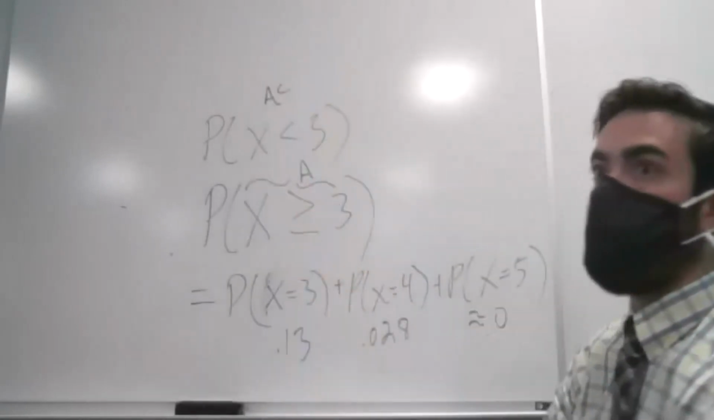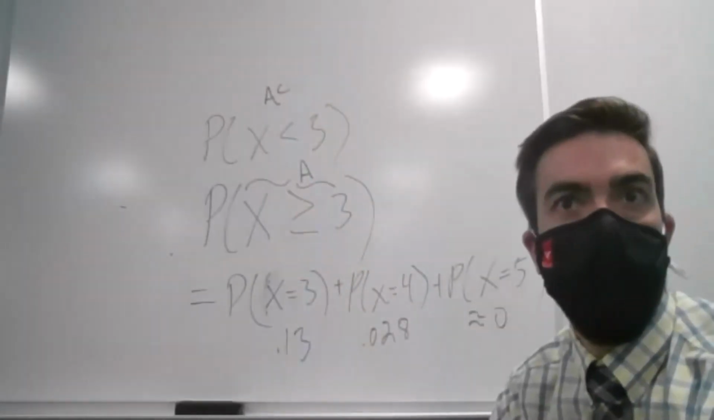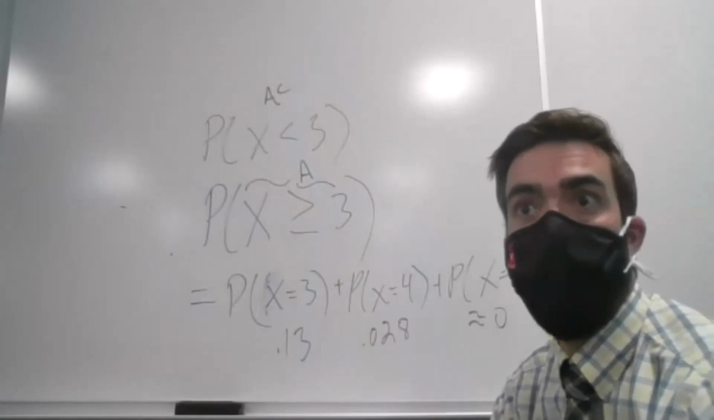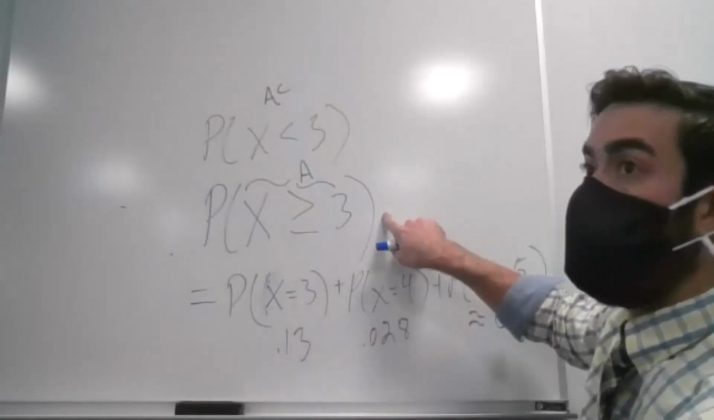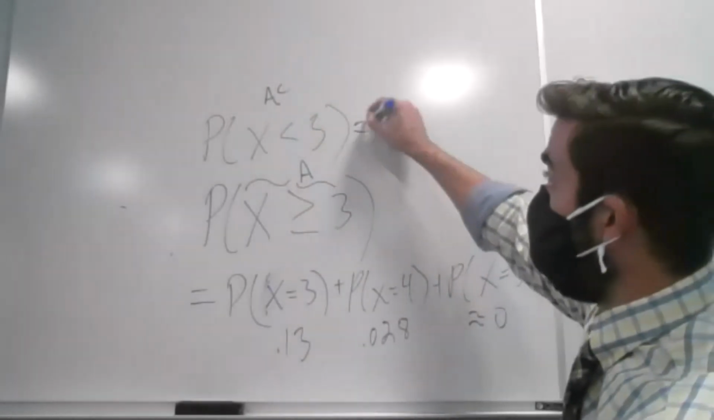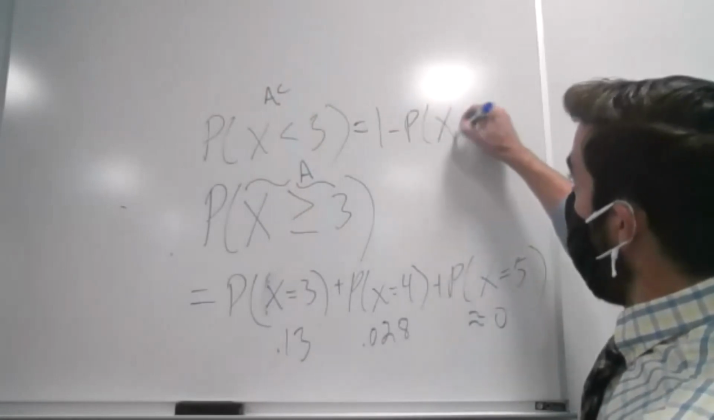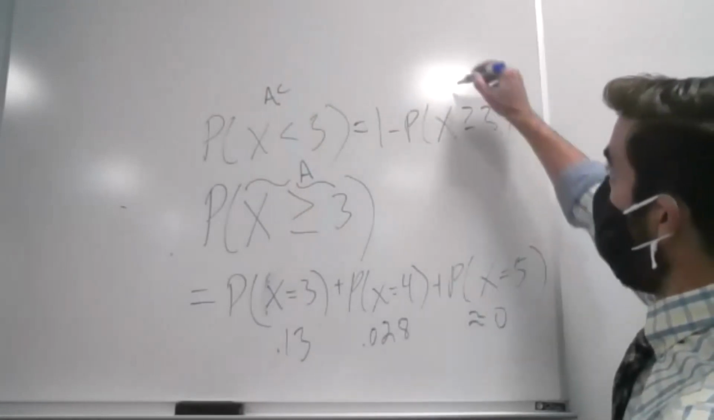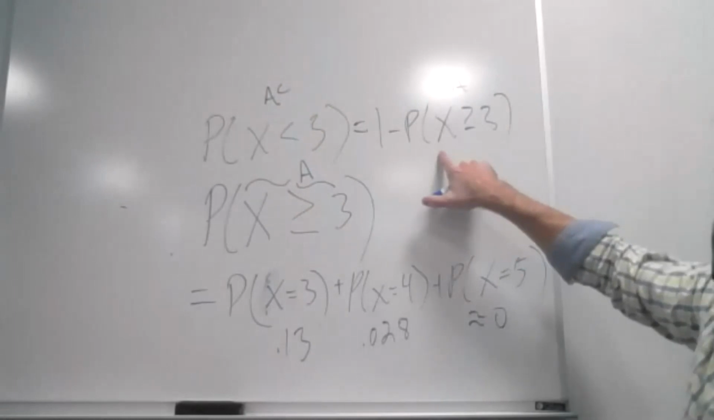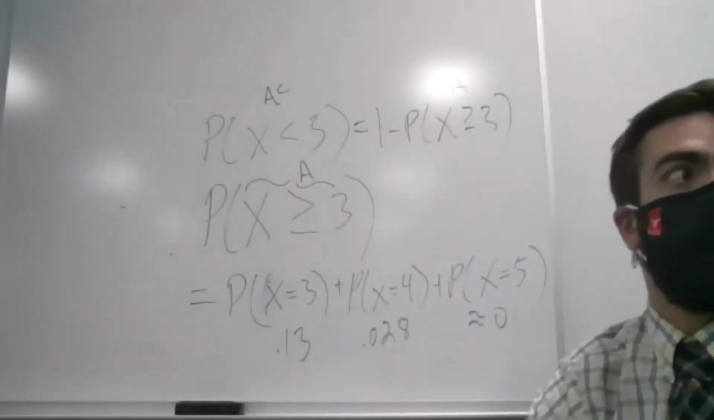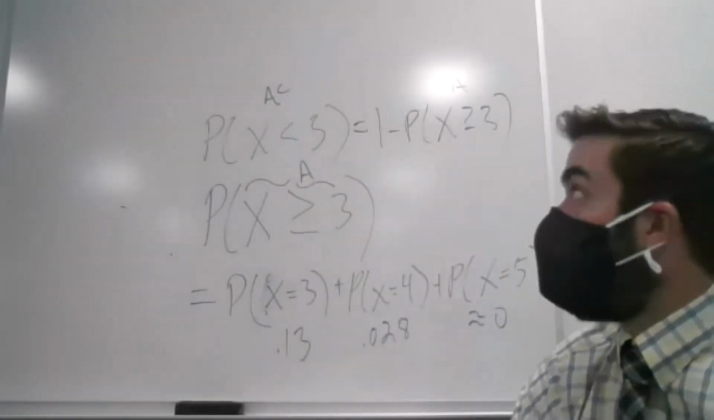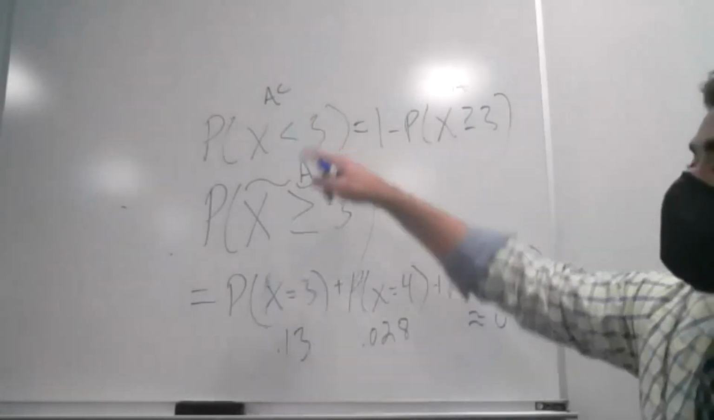What do I know is true about the probability of an event and its complement? They have to add up to 1. So if I know this one, to find the other one, I could just subtract that from 1. This is event A. So if I subtract the probability of A from 1, I would get the probability of the complement. If I didn't have this already done, what's another way I could find this?